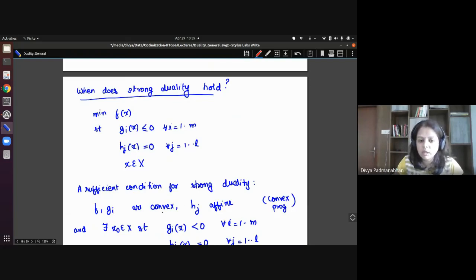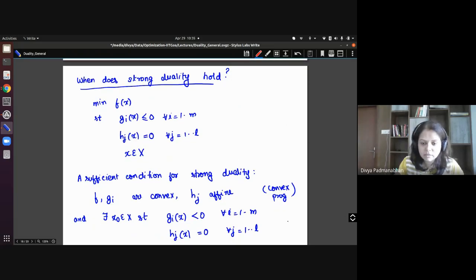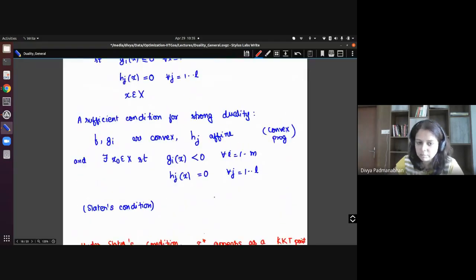So when you have f, g, and h satisfying these, in some sense it's a convex optimization problem. When you have that, then there is this additional condition. Suppose there is an x naught which lies in the interior as far as all these inequality constraints are concerned, and all the equalities are satisfied. It's first of all a feasible point, and it lies in the interior as far as the inequality constraints are concerned. So g_i(x) is strictly less than 0 for all these i, and the equality constraints are satisfied. This is called a Slater point or Slater condition.